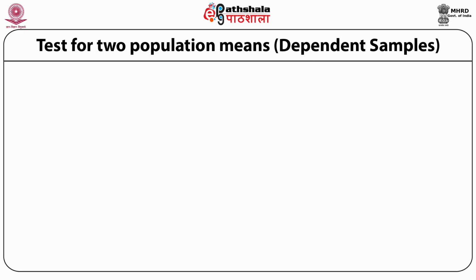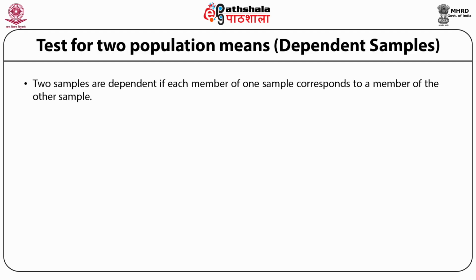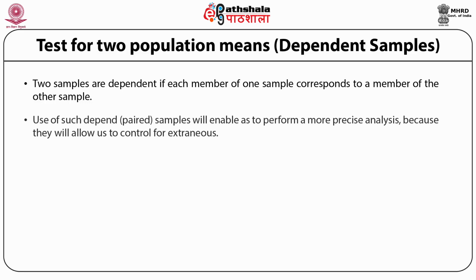We have a test for two population means, but here the samples are not independent, the samples are dependent. The two samples are dependent if each member of one sample corresponds to a member of the other sample. Dependent samples are also known as matched samples or paired samples. Use of such dependent or paired samples will enable us to perform a more precise analysis because they allow us to control the extraneous factors.